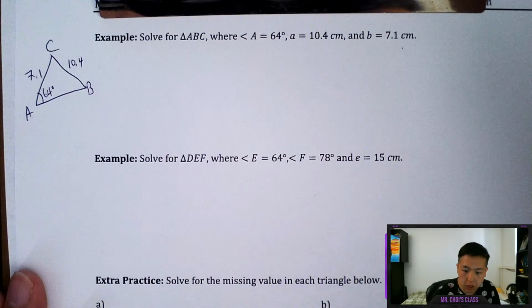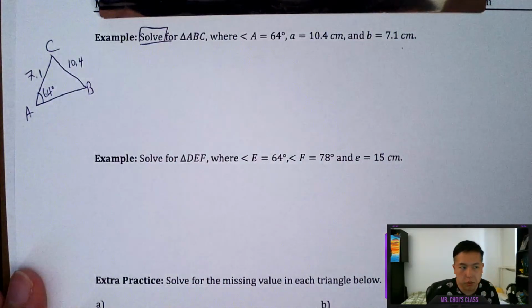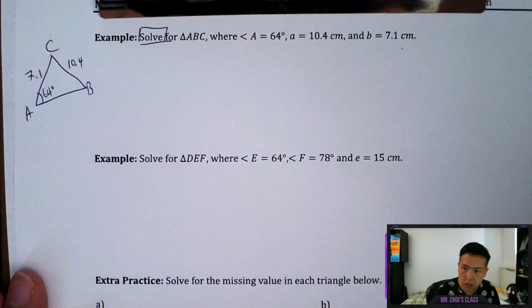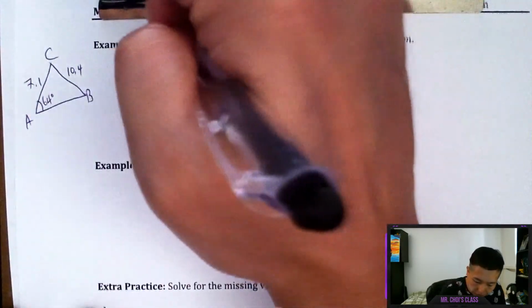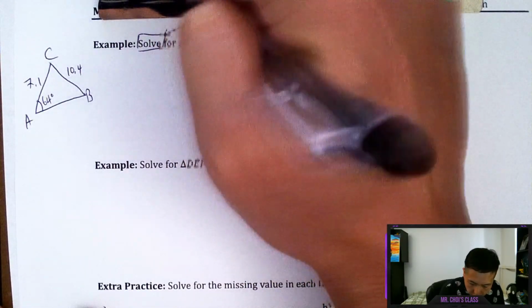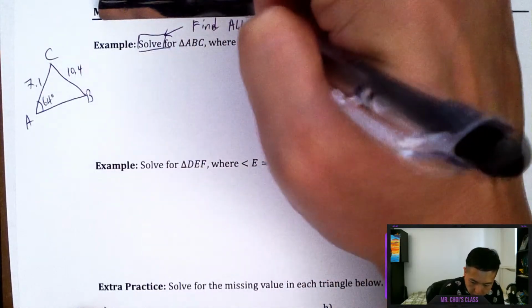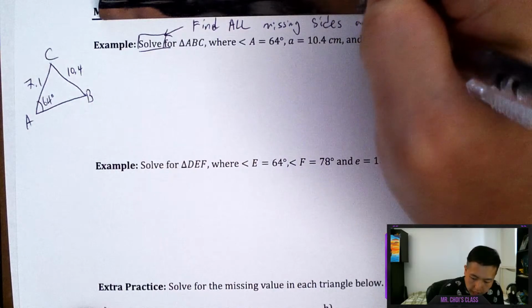Those are the sides that we know, but then it says solve, and if anyone remembers what solve means, right? If you don't remember what solve means, it means find all missing sides and angles.